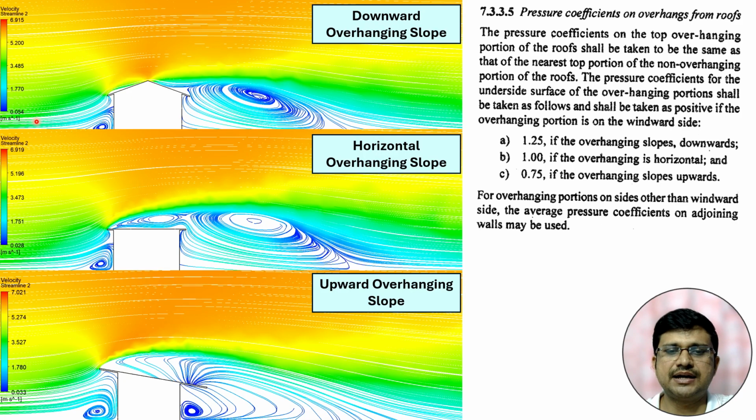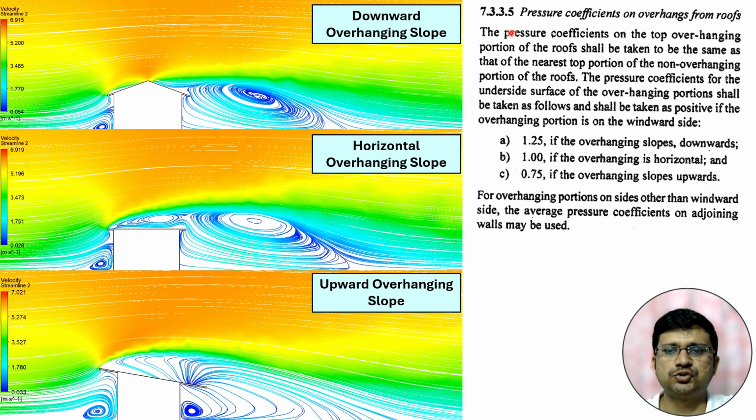Now these are the streamlines for different types of overhanging roof. This is the image for an overhanging roof for the pitch roof problem. And this is the image of the streamline for the overhanging roof of a horizontal building. And this is the streamline for an overhanging roof for a monoslope condition. For a monoslope truss, this type of thing will happen. Now, how to calculate the wind pressure for these different types of overhang portion?